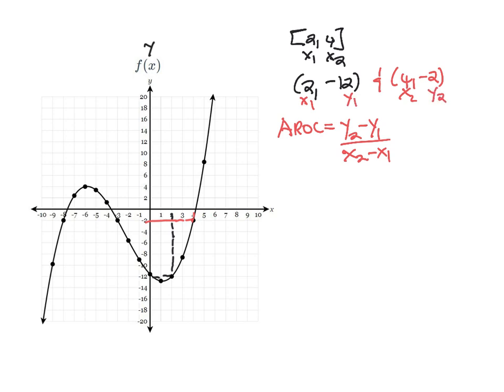So plugging those values into the formula, we have negative 2 minus negative 12, and that's divided by x2, which is 4, take away 2. When we simplify that, we get negative 2 minus negative 12, which is the same thing as negative 2 plus 12, so that's 10, divided by 4 take away 2 is 2, and when we simplify that, we get 5. So the average rate of change for this graph over the interval [2, 4] is 5.